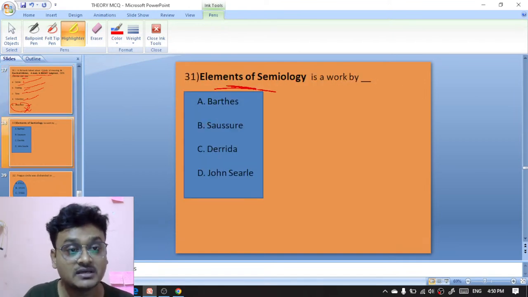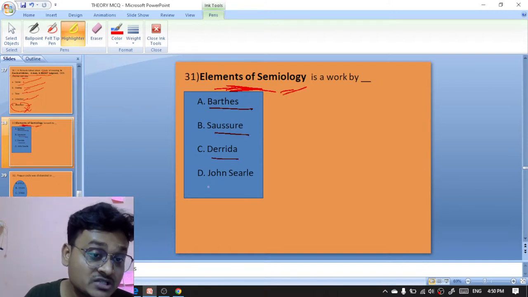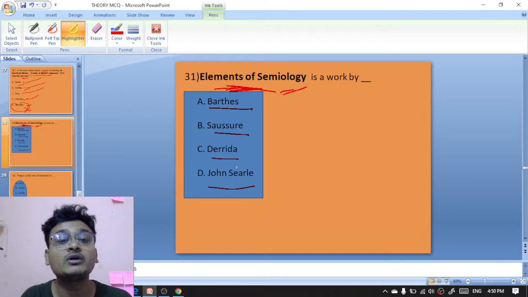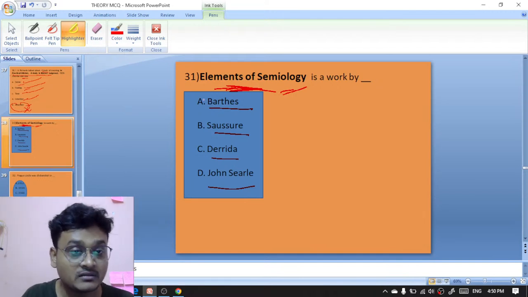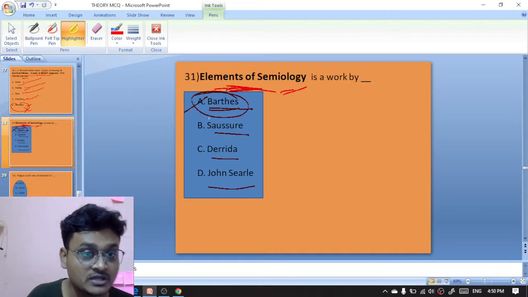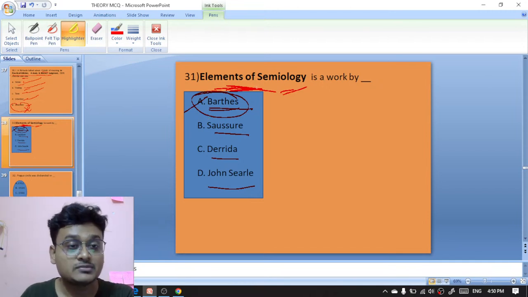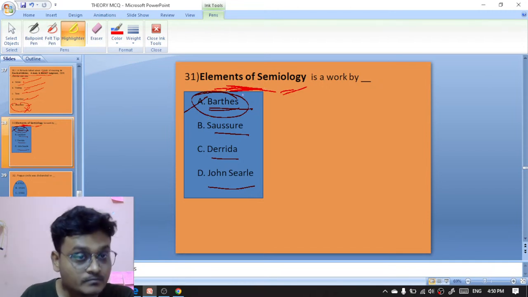Elements of Semiology. Now, Elements of Semiology is a work by Roland Barthes, Saussure, Derrida, Johnson. This work is written by the structuralist and post-structuralist Roland Barthes. Barthes has written Elements of Semiology. He has also written the essay The Death of the Author, the famous one.